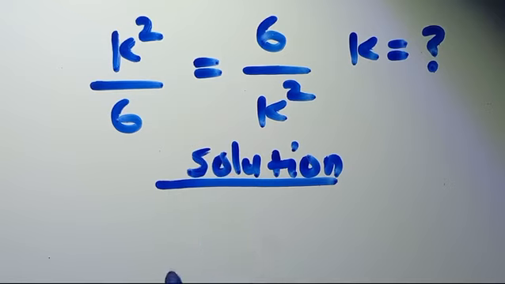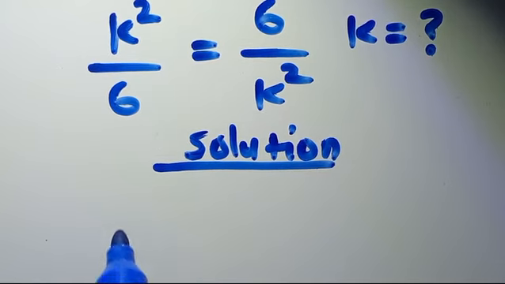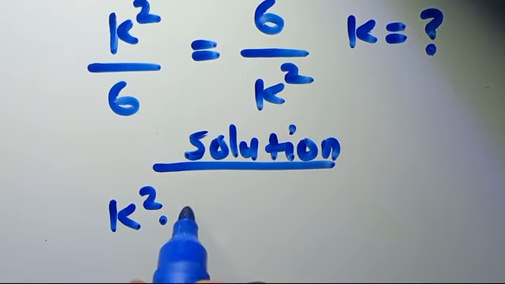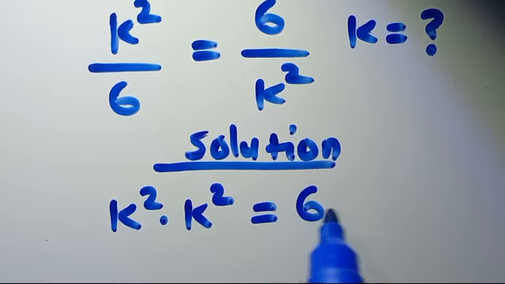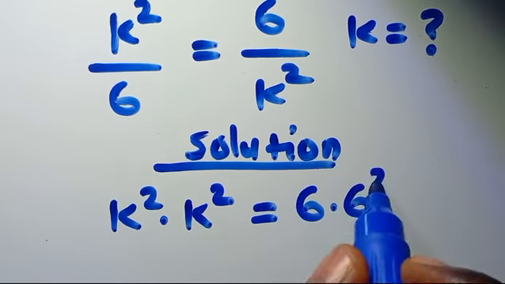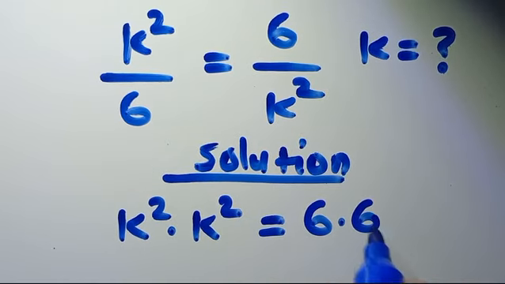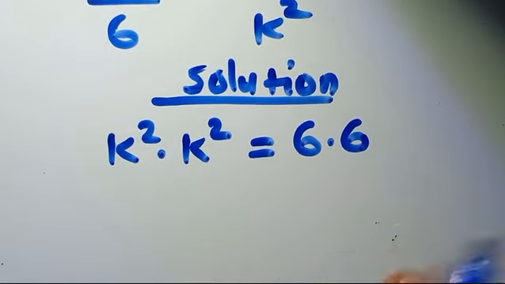So solution from here. First of all, let us cross multiply. So we're going to have k squared times k squared equals 6 times 6. Now from here, we have this to be this.